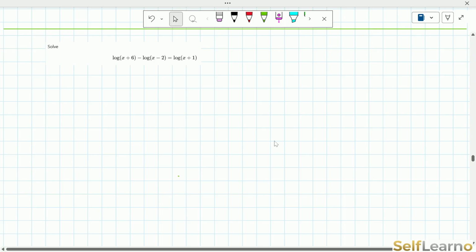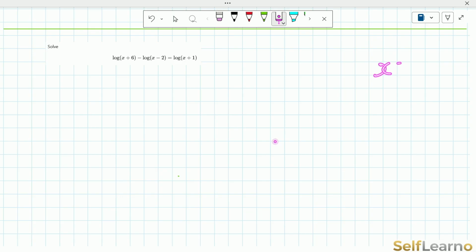Now it is your responsibility to try this question, my dear students. Please pause the video and try it out. Okay, if you have tried, then the answer would be x is equal to 4. Okay, if you got the correct answer, please move to the next question. Here I am solving it.